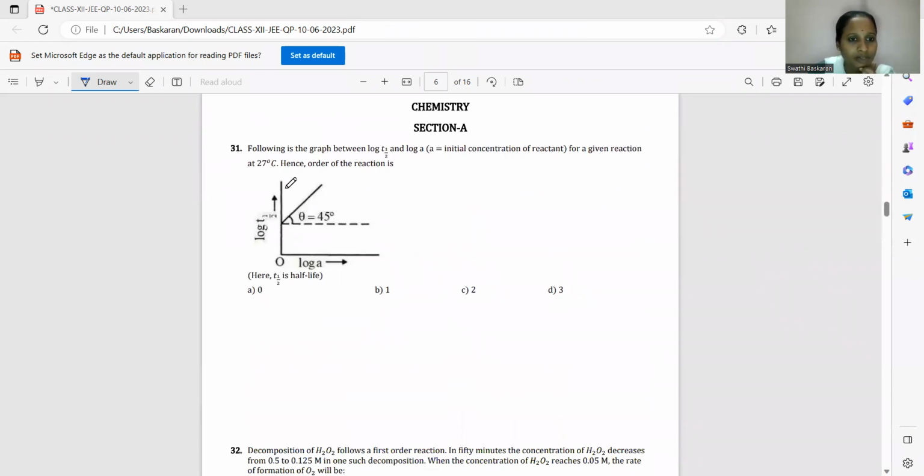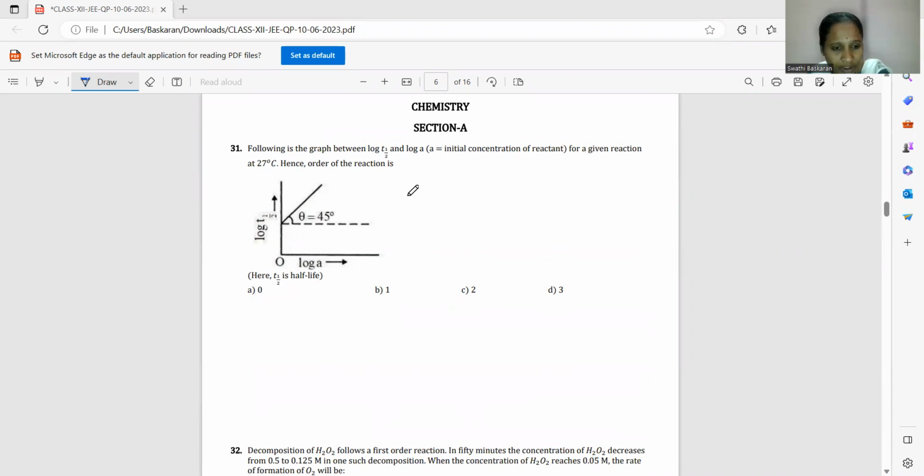They are giving here the following graph between log T half and log A for a given reaction at 27 degrees Celsius. Hence, the order of the reaction. So using the graph information, we are now going to determine the order of the reaction. Now let us begin with the question.